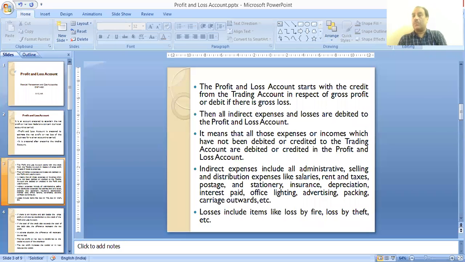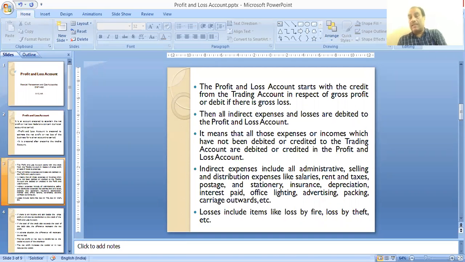Here, please take care that it includes carriage outwards. Suppose only carriage is written, then it means it is carriage inward.